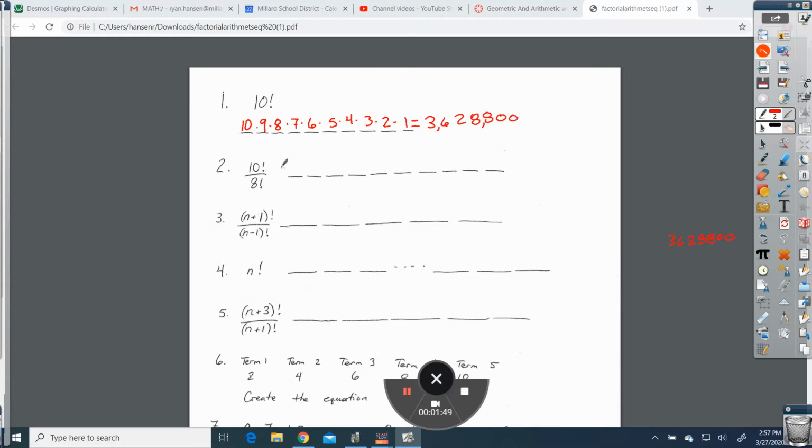So now on question number 2, it's 10 factorial, so that's 10 times 9 times 8 times 7 times 6 times 5 times 4 times 3 times 2 times 1 divided by 8 factorial. So on the bottom of this is going to be 8 times 7 times 6 times 5 times 4 times 3 times 2 times 1. And since this is a multiply between everything, we can cancel stuff off. So let's cancel those off. The 8s go away, the 7s go away, the 6 goes away, 5, 4, 3, 2, 1. Those all go away. I'm left with 10 times 9, which is 90.